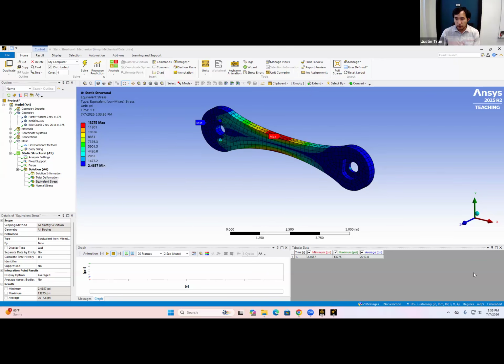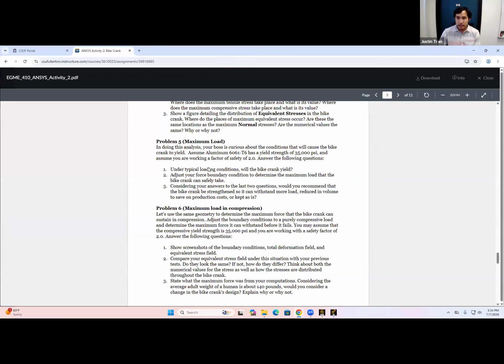So what I want you guys to do first is increase the magnitude of the force until you reach a maximum stress of 35,000 psi divided by the factor of safety. In other words, the stress that you should be aiming for is 35,000 divided by 2, which is the factor of safety, which is 17,500.